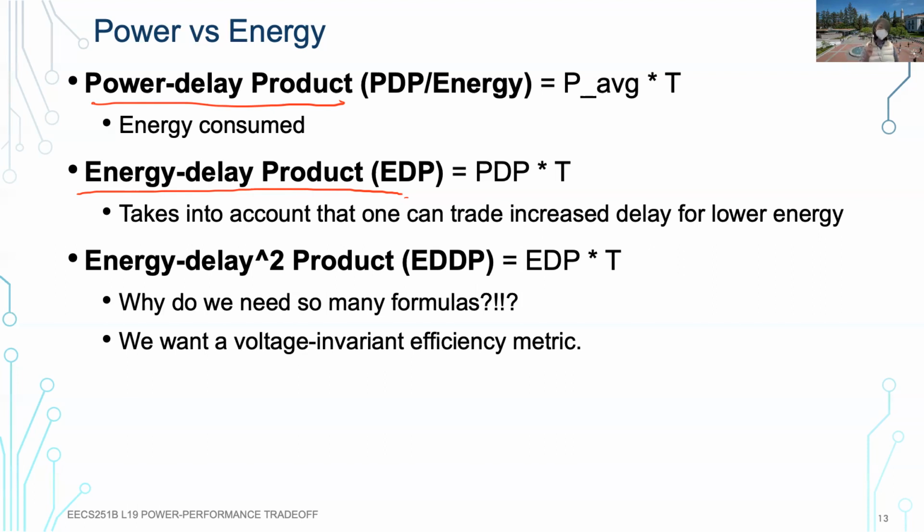You may also hear people propose more random metrics, sometimes like energy delay square product. There are just so many different metrics here.